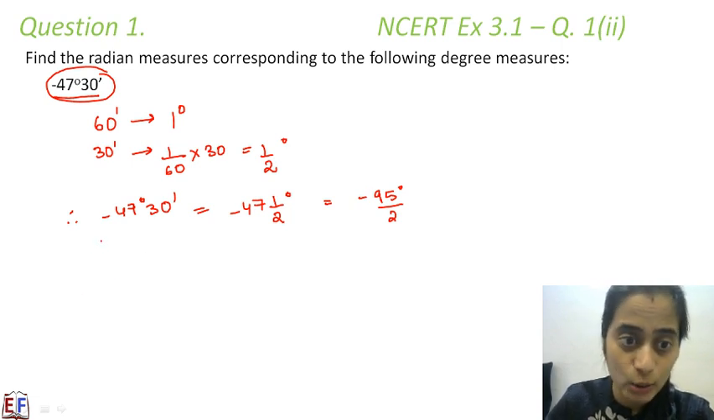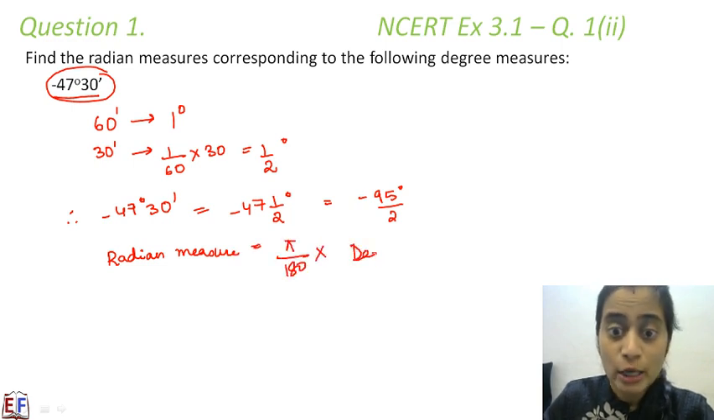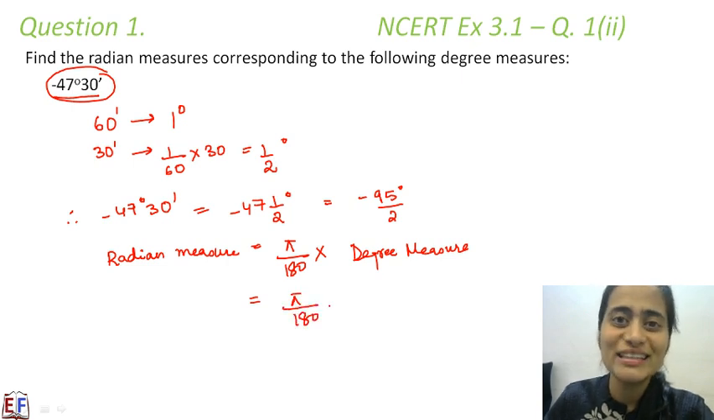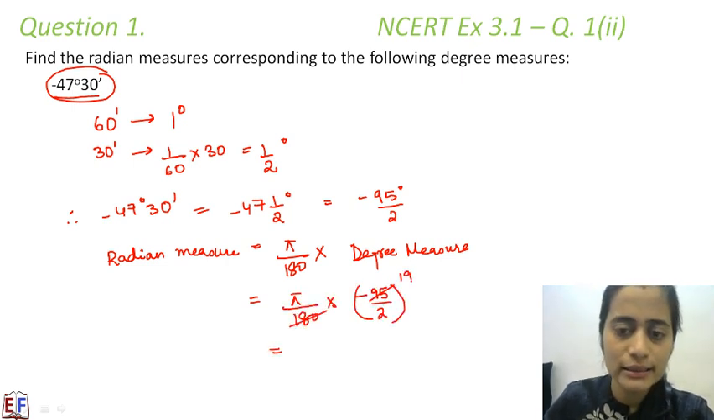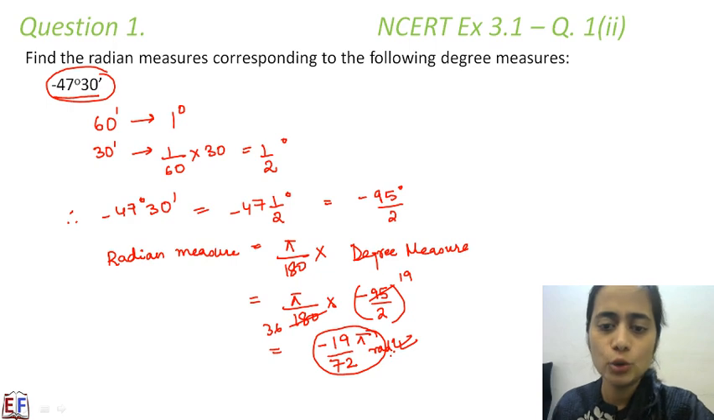तो अब हमारा कैलकुलेशन काफी सिंपल होने वाला है, बिकॉज नाउ वी नो द रिलेशन की रेडियन मेजर इज इक्वल टू पाई बाय 180 into degree measure. तो concepts मैं डिटेल में अभी इस वीडियो में नहीं बताऊंगी, because this is only about question solving. Those who want to take a look at the concept, you can take a look at the crash course videos that I have created. Here 95 by 2 into 180 gives, by 5, 36, and we get minus 19 pi by 72. So this is going to be our radian measure. So we have converted degree to radian.